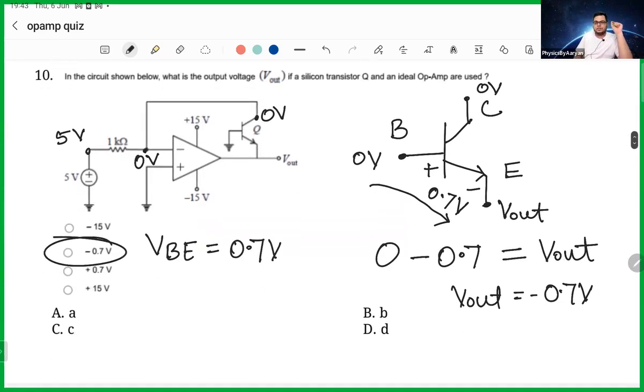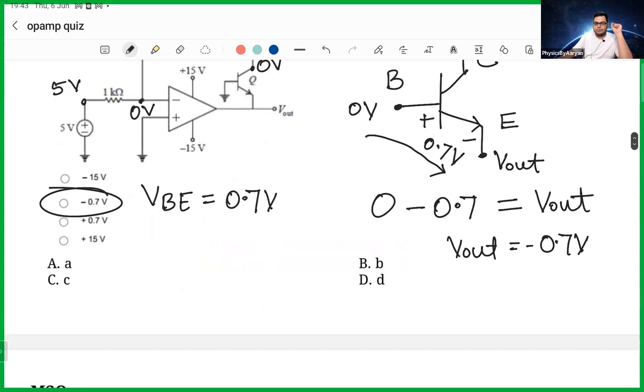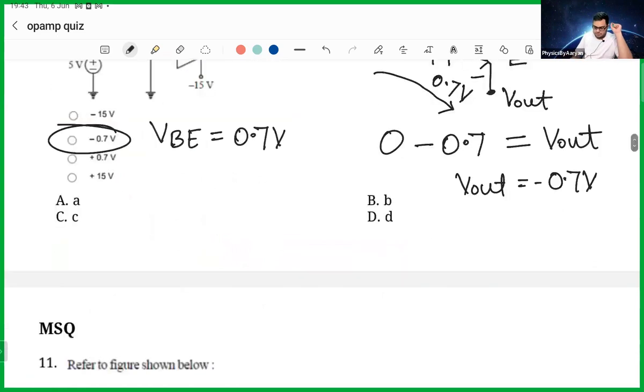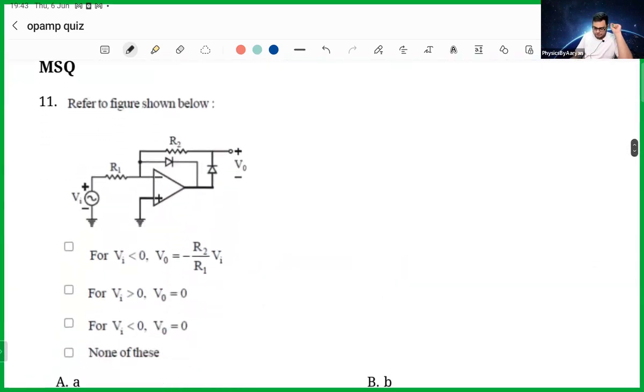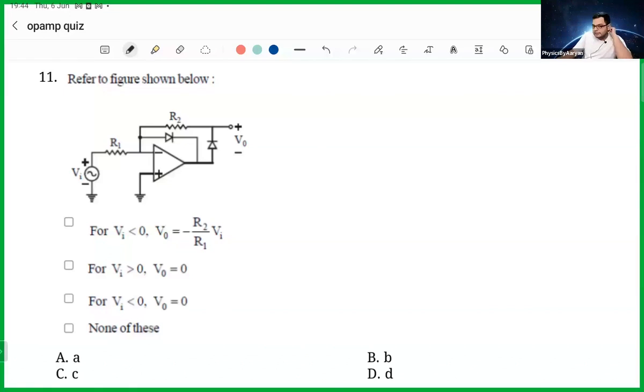So any doubts in the first 10 problems? This is the end of your MCQs, and now I will go for MSQs. Any doubt in the first 10 problems? Any question you want to repeat? Because MSQs are a little difficult and we have a good discussion. Let's start with the 11th problem and think about this question, and then we will discuss it.